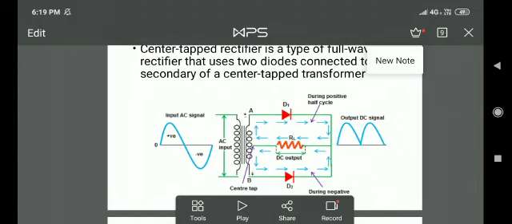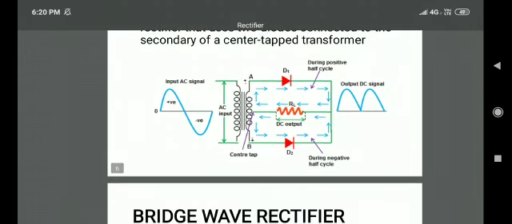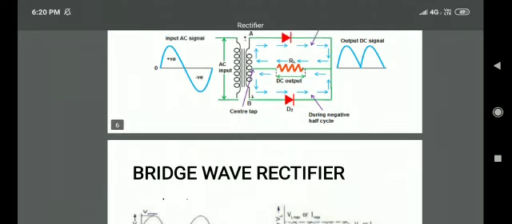So in this center tap full wave rectifier, we get the output due to diode D1 during the positive half cycle, and we get output during the negative half cycle also, due to diode D2. That's why we get the pulsating DC output during both the input cycles, positive and negative.